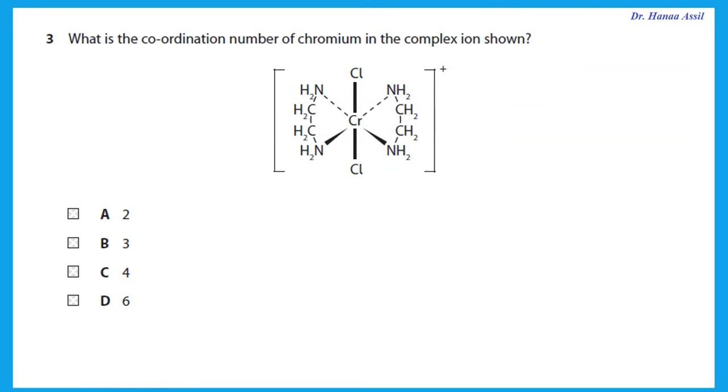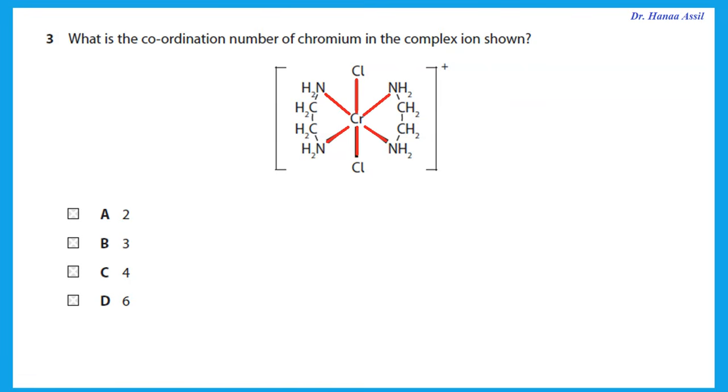What is the coordination number of chromium in this complex ion? Remember, what do we mean by coordination number? Coordination number is the number of dative bonds that are made with the central metal ion. Now, one of these ligands is bidentate, but the total number of dative bonds that are made to the chromium is 6. So that is the coordination number.